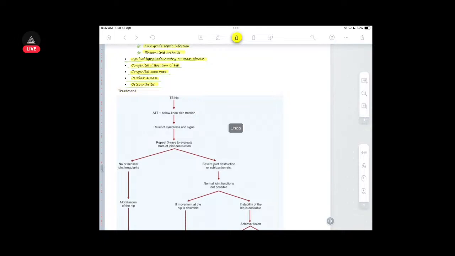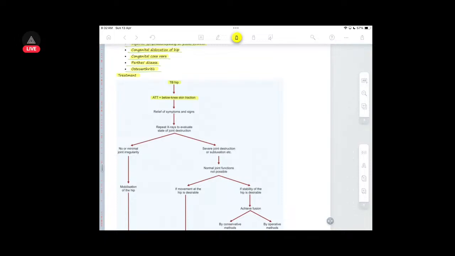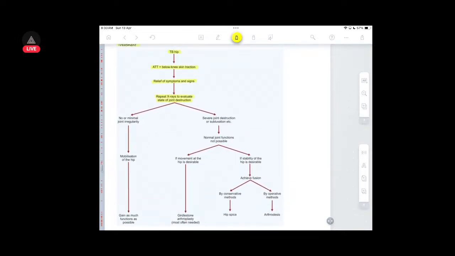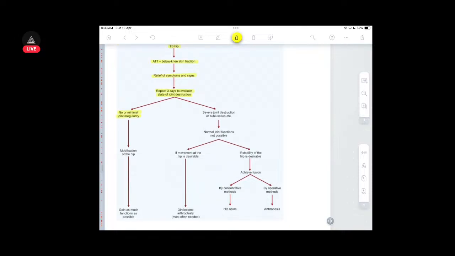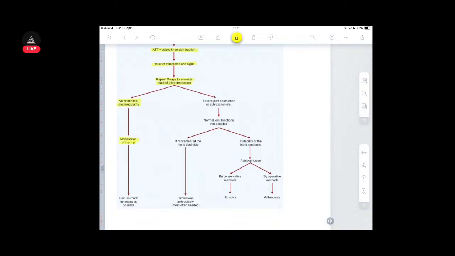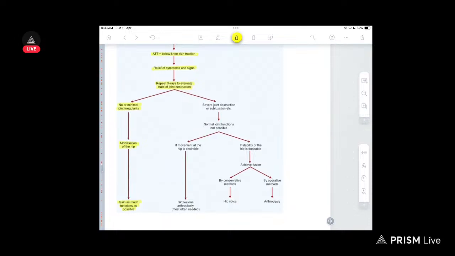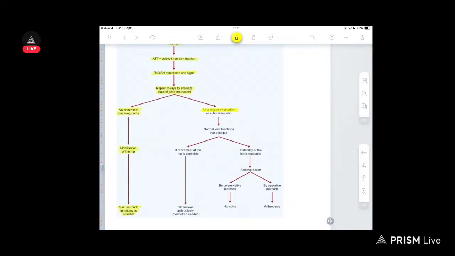So treatment for tuberculosis of hip is anti-tubercular treatment, and below-knee skin traction you have to give. There may be relief of symptoms and signs. You have to repeat the X-ray to evaluate the state of joint destruction. If there is no or minimal joint irregularity, you can mobilize the hip so that as much function as possible can be gained. If there is severe joint dislocation or subluxation, normal joint function will not be possible.